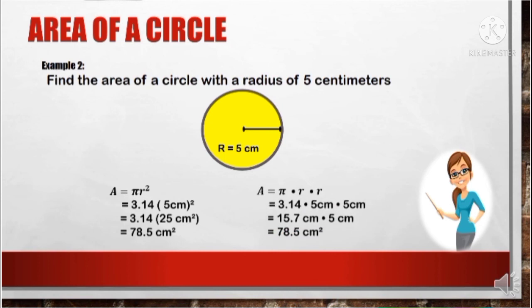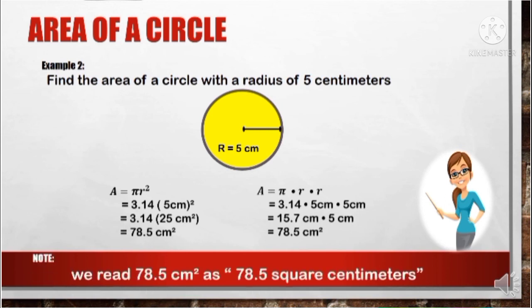In using the other formula, we have A equals pi times r times r. We have 3.14 times 5 centimeters times 5 centimeters. And so we will have a result of 78.5 square centimeters too. Having the same result, your answer will be correct. We read 78.5 centimeters squared as 78.5 square centimeters. And that is how we get the area of a circle.